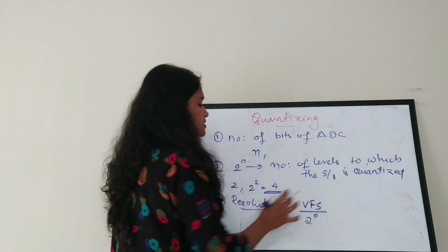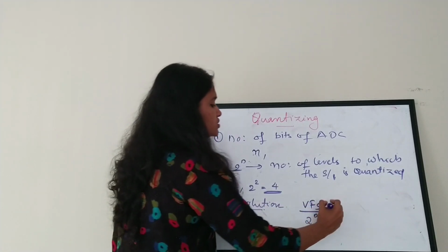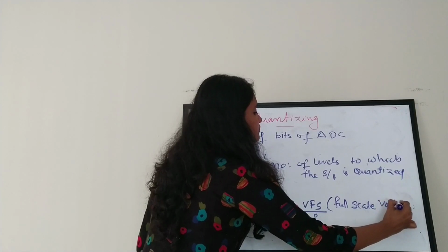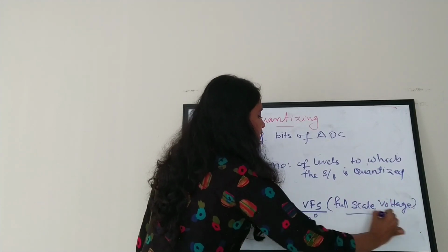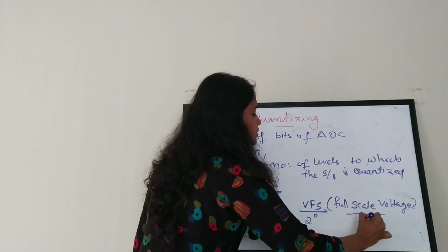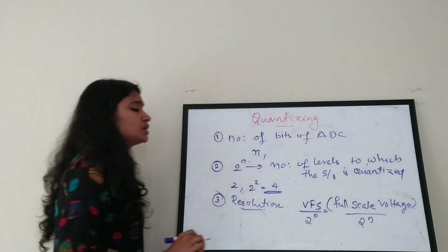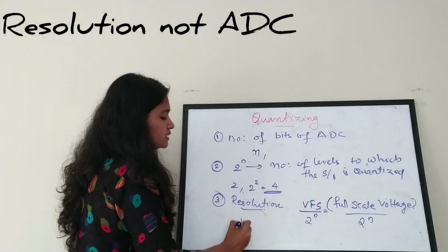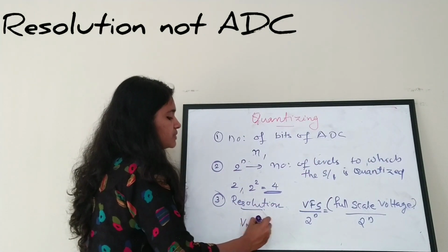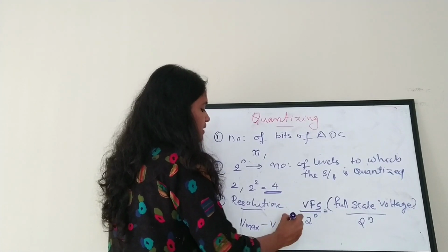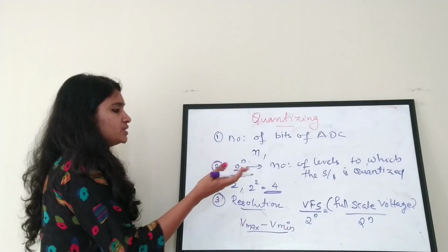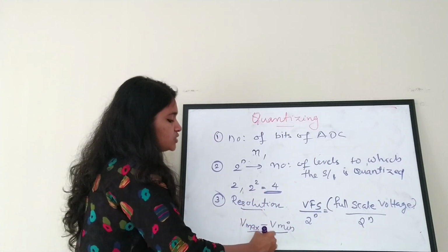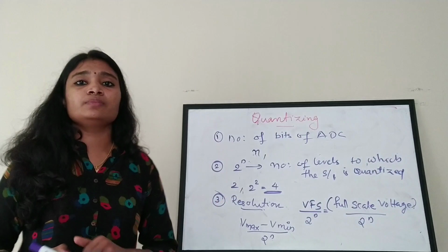Now what is VFS? That is the full scale voltage. Now, how can you find out the full scale voltage? This full scale voltage is given by V max minus V minimum. While explaining the quantization, we'll see what the full scale voltage is. So resolution is given by V max minus V minimum by 2 raised to n. So this is actually resolution.